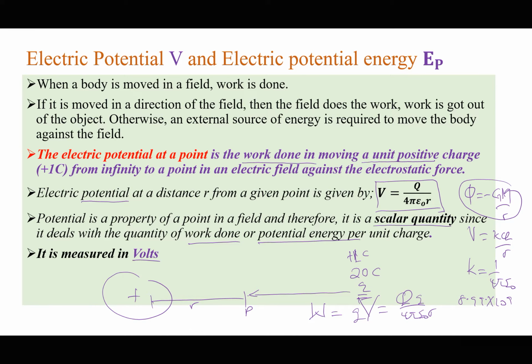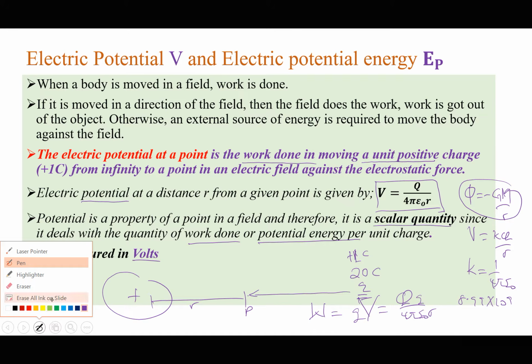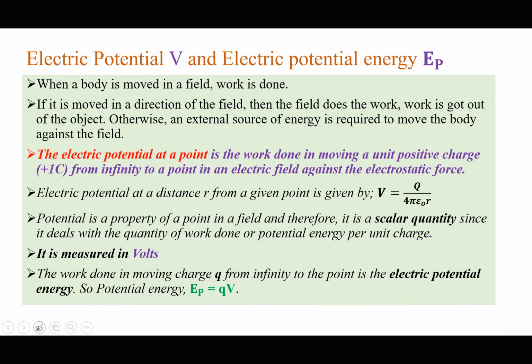So electric potential is work done per unit positive charge, moving it from infinity to a point in an electric field. And electric potential energy is going to be the work done in moving the total charge, or the whole charge, from infinity to a point in an electric field. So in summary, the work done in moving the charge Q from a point at infinity to the point in an electric field is going to be called electric potential energy.